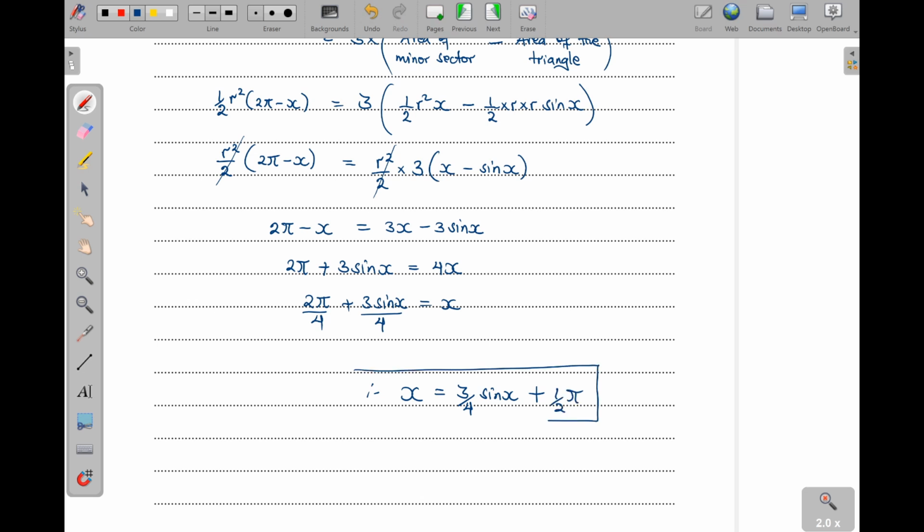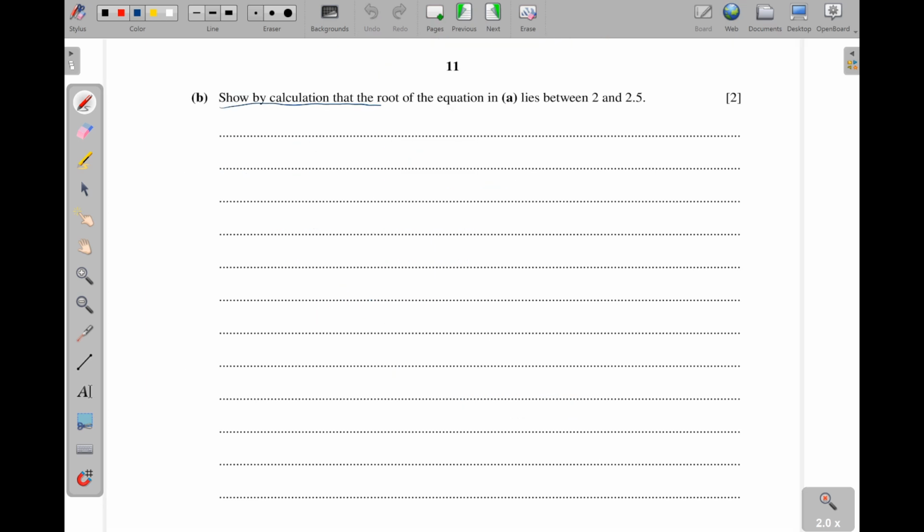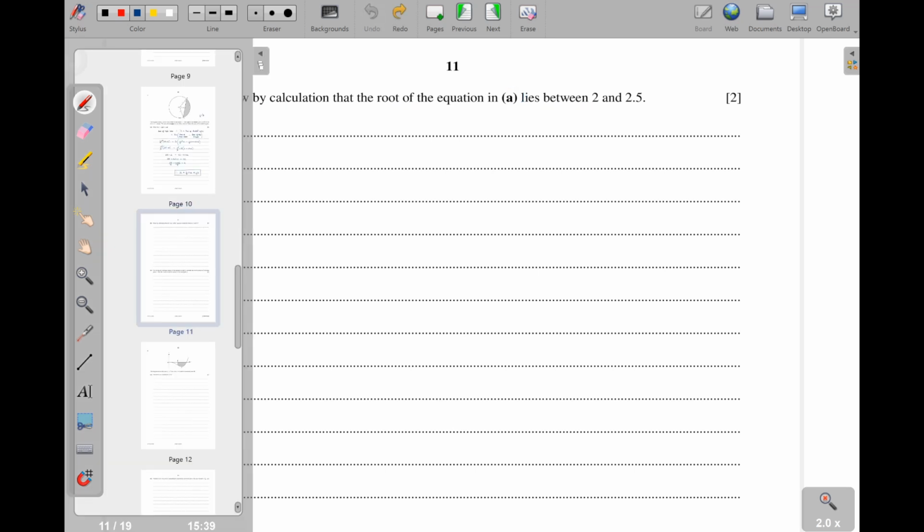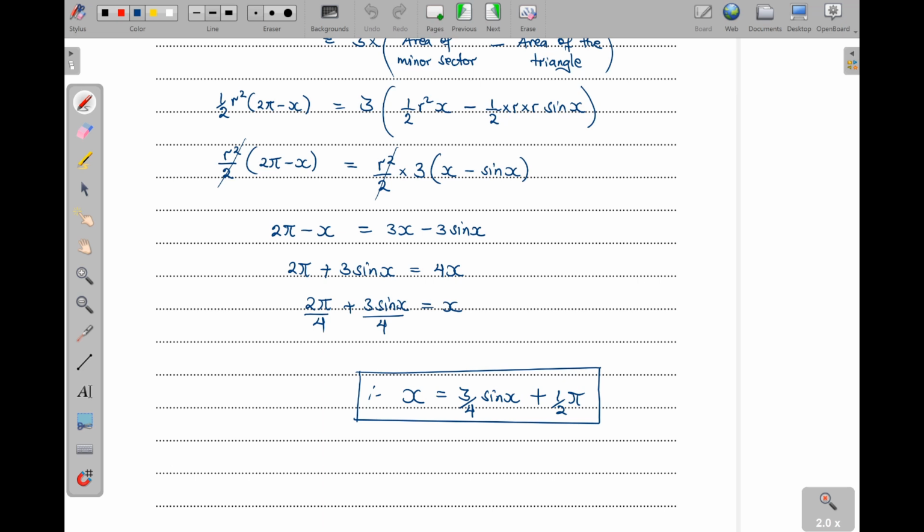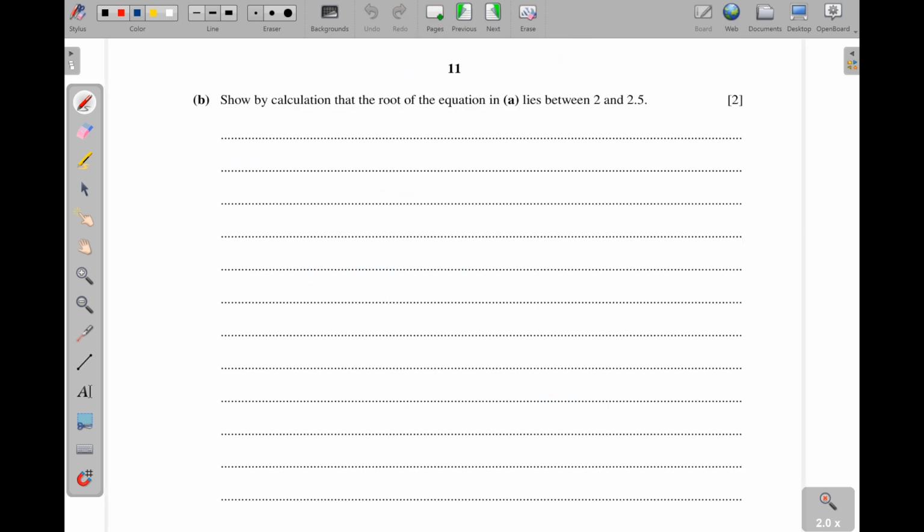So that is that. Now, part B, show by calculation that the root of the equation in A lies between these two values. Now, what we can do is to get a function from what we are having here. So I can put everything on one side. I can say, let the x go this other side. So from there, I get the function. So we can have 3 over 4 sine of x, then plus pi over 2, maybe minus x. This one is equal to 0.